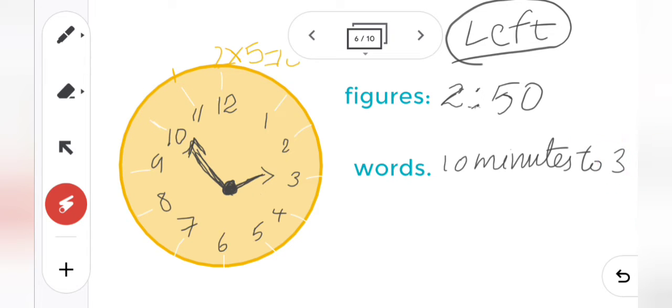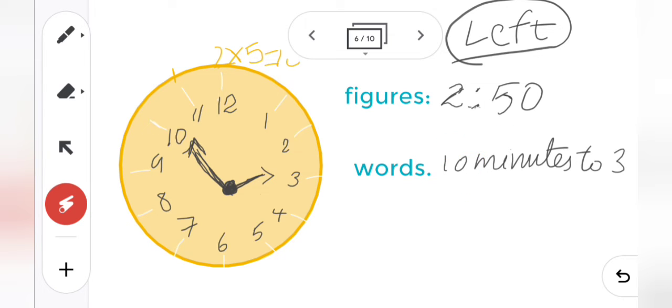Now it has just passed 2. It has not yet reached 3, isn't it? So the next hour is 3. So you have to write 10 minutes to 3. Understand? In figures you have written 2, here in words it will be 3. That's all. And in figures you have written 50, and there are total 60 minutes in 1 hour. So how many minutes are left from 60? 50 minutes are already over. So how many minutes are left to become 60? 10 minutes are left, isn't it? 60 minus 50, 10. So 10 minutes to 3.